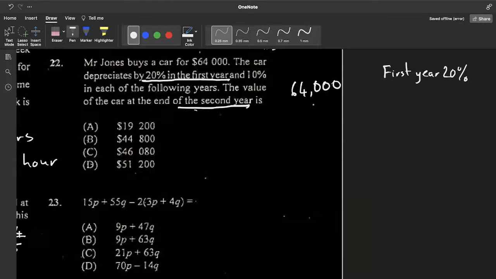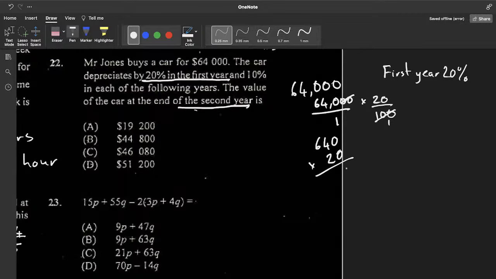So after the first year, let's figure out what the value is. So 64,000, and now we're going to multiply that by 20 over 100. Okay, so 100 into itself goes once. 100 into this goes 640 times. So we basically are going to have 640 multiplied by 20. So we multiply these first.